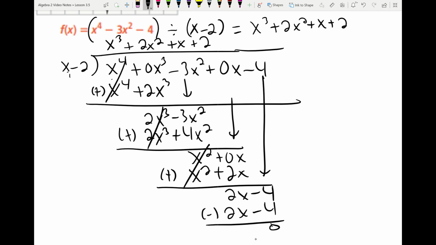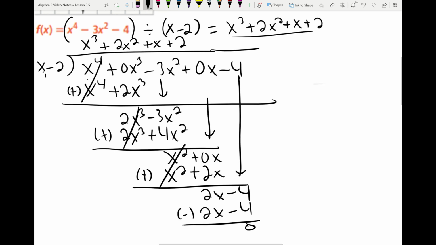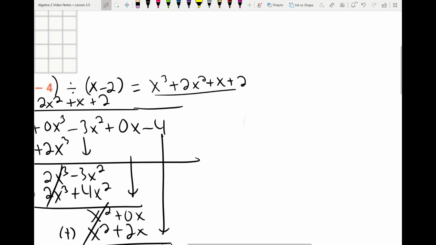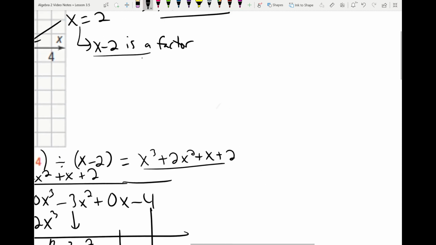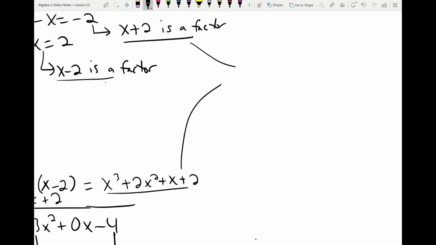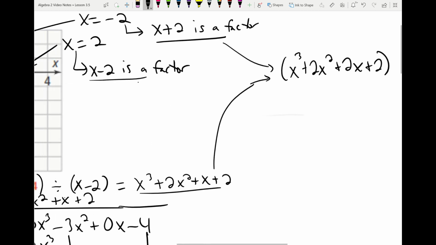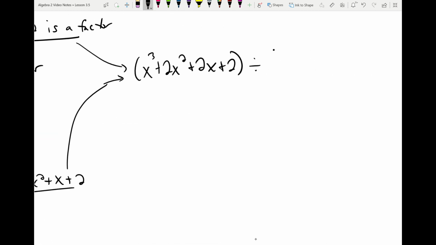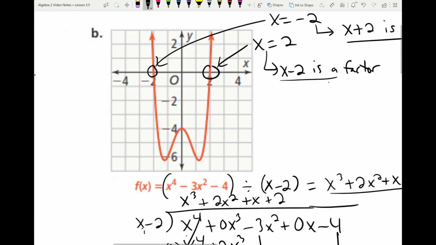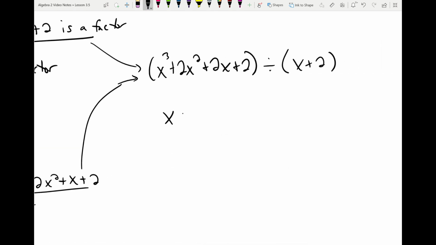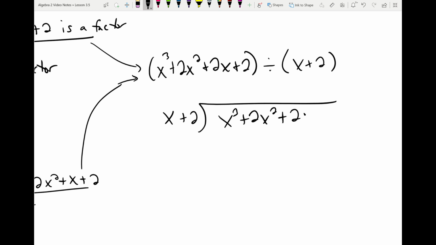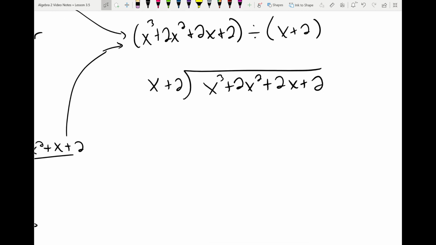So now we're going to take this and divide it by x plus 2, since that's also a factor, right? So let's go ahead and do that division. Since we already divided by x minus 2, let's go ahead and divide by x plus 2. All right, so x plus 2 on the outside, x cubed plus 2x squared plus x plus 2. A lot of division, but you can get through this quickly if you know what you're doing.